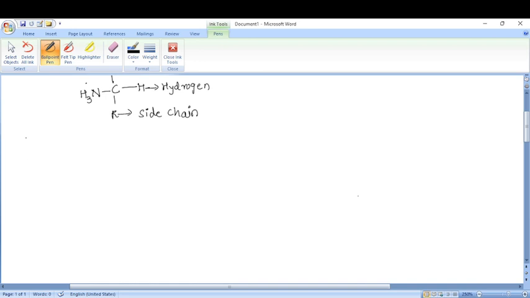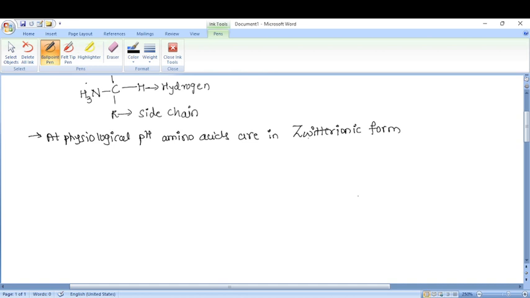At physiological pH, that means near pH 7, amino acids are in Zwitter ionic form. This is very important. That is, the Zwitter ionic form of the amino acid is seen at the physiological pH, that is near pH 7. But what do you mean by this Zwitter ionic form or Zwitter ion?